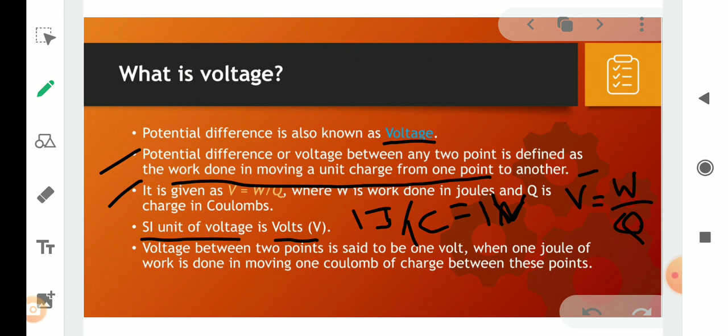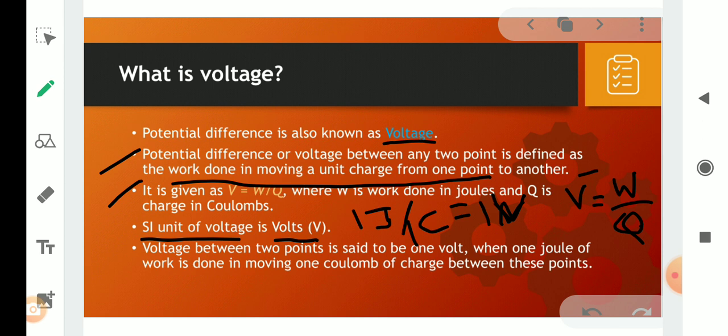What is 1 volt? We can define 1 volt as when 1 joule of work is done in moving 1 coulomb of charge between two points with a potential difference. It may be a positive and a negative terminal where there is a difference in potential. To move 1 coulomb of charge from one point to another point, if 1 joule of work is done, then it is said to be 1 volt.